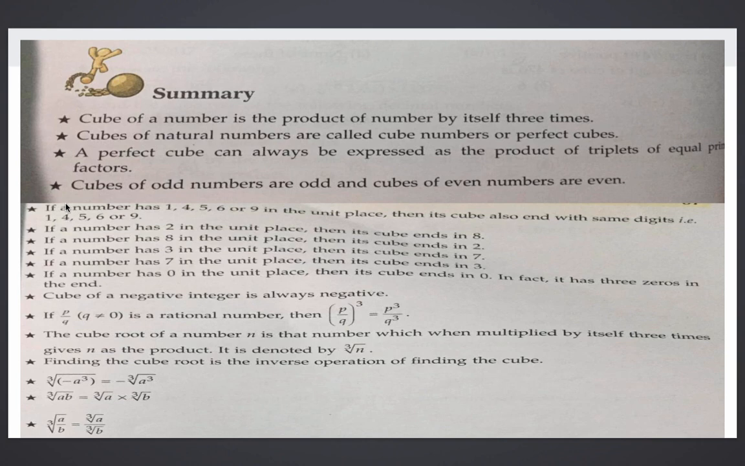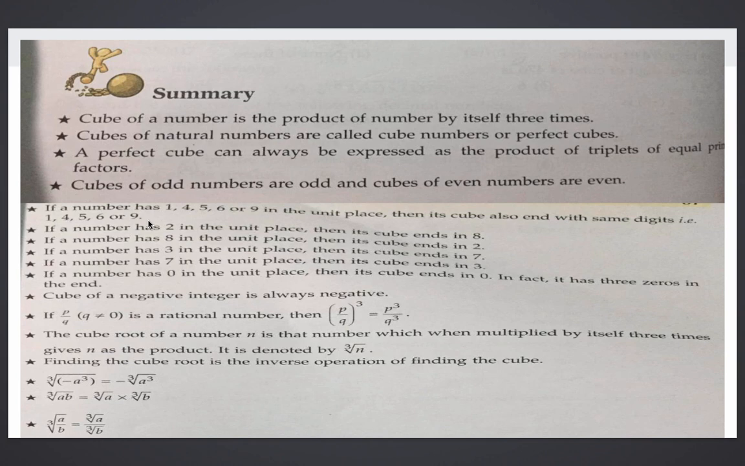Now there are a few more properties. If a number has 1, 4, 5, 6, 9 in its unit place, for example the number 64, in its unit place what is the number? 4, then its cube also ends with the same digit. Okay, 1, 4, 5, 6, 9. So when I take the cube of such numbers, we will have the end digits as 1, 4, 5, 6, 9.